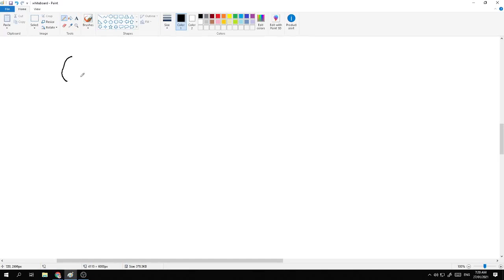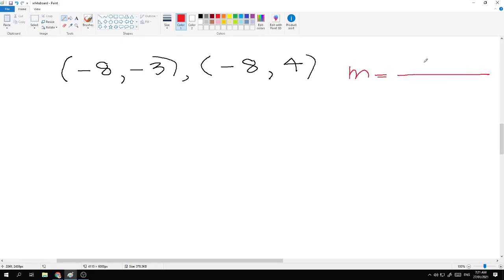We have negative 8, negative 3, negative 8, and 4. And let's write the formula. The formula is simply m is equal to y sub 2 minus y sub 1 over x sub 2 minus x sub 1.